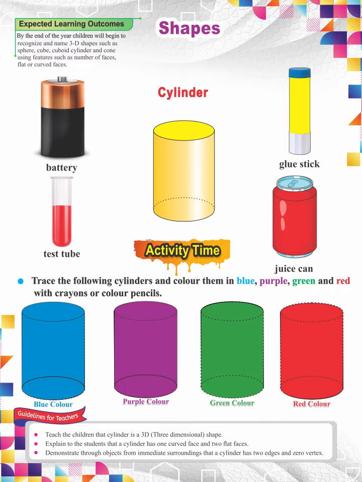Show flashcards to the children displaying cylinder shape and ask them to name the objects shown on them. Also, make the children pronounce the cylinder shape well so that they can name it as soon as they see it on the flashcards. Engage the children in an activity that urges them to sort out cylinder-shaped objects out of the objects that you have given them to observe.